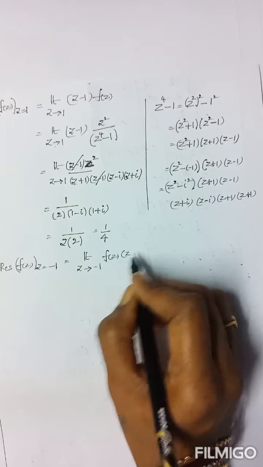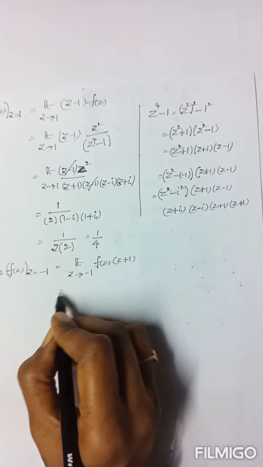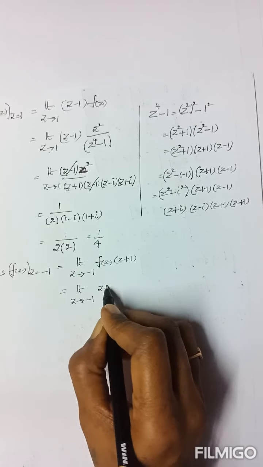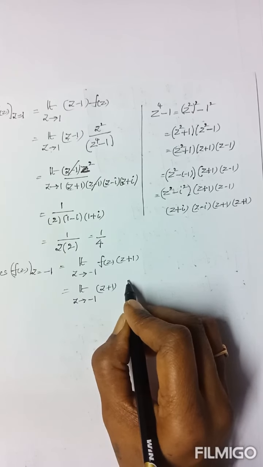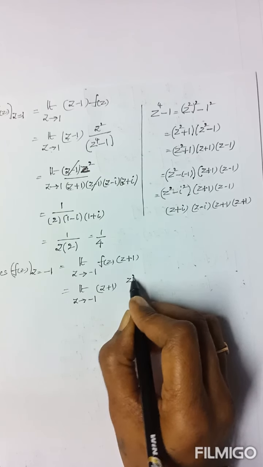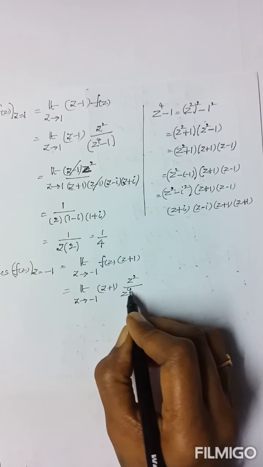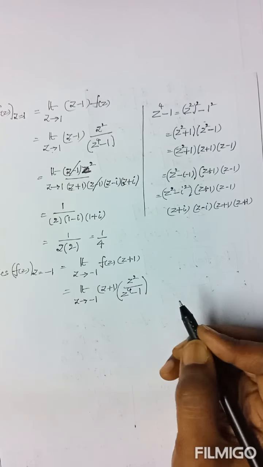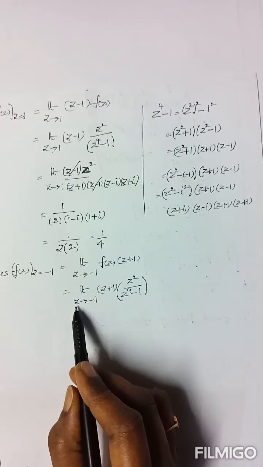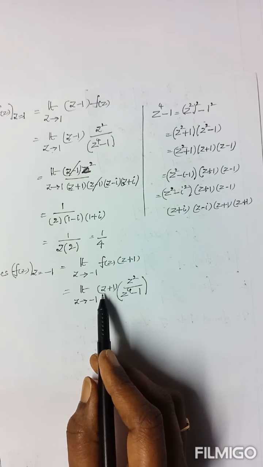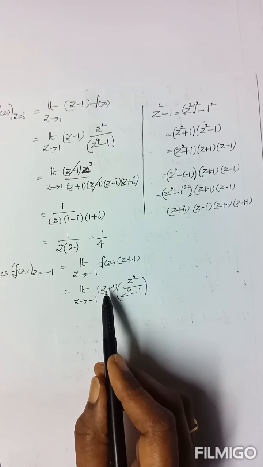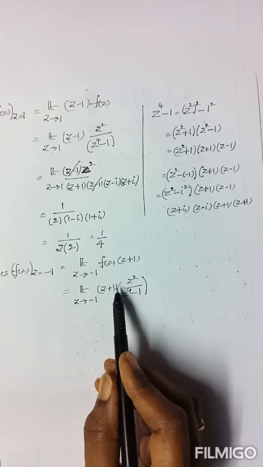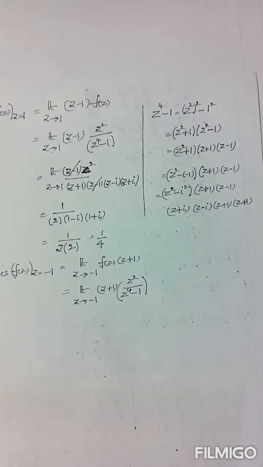Here z minus a is nothing but z plus 1. Limit as z tends to minus 1 of (z plus 1) times f(z), which is z square by z power 4 minus 1. Now substitute z equal to minus 1: the numerator is 0 and the denominator is also 0. The 0 by 0 form is undefined.